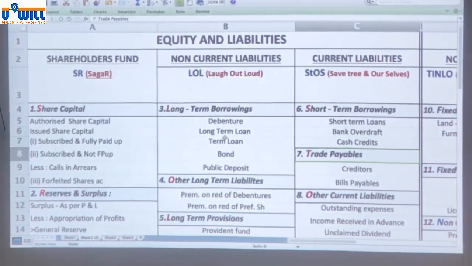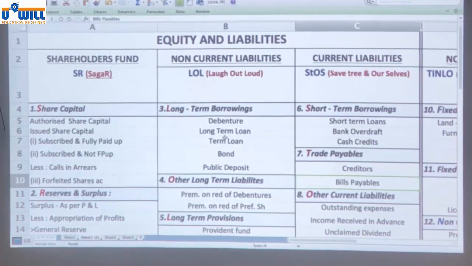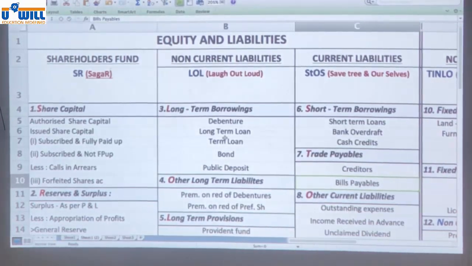Then trade payables, all of you know this. Creditors and bills payable. Creditor ratio याद है तुम्हें? उसमें जब हमने debtor ratio, creditor ratio किया था तब हमने formula में creditors plus bills payable and debtors plus bills receivable करके किया था. तो trade payable में क्या आएगा? Creditors as well as bills payable.